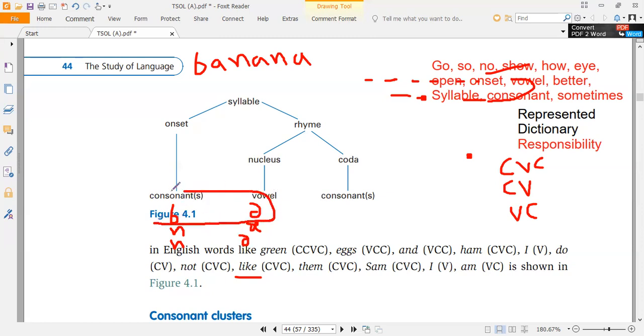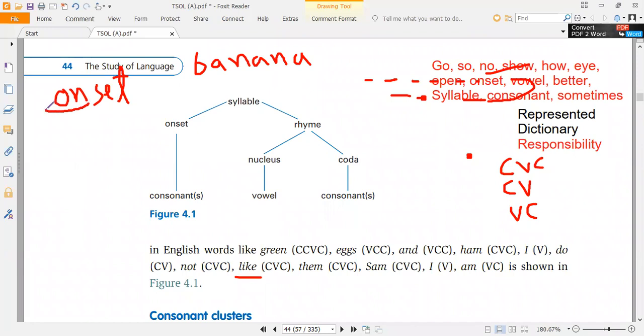The structure of the first syllable is like this: onset and nucleus. The second one also, CV, CV, CV. All of them are CV only. Banana. If you look at the word onset, for example, how many syllables do we have? Two, sir. We have got two syllables, right?